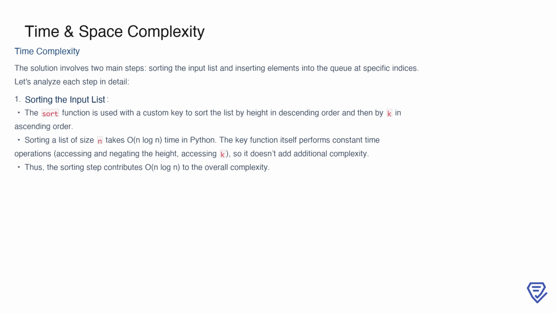Sorting a list of size n typically requires O(n log n) time. Since the custom key involves operations like accessing and negating the height or accessing k, which are all constant time operations, it does not add extra complexity. Thus, the sorting step contributes O(n log n) to the overall time complexity of our solution.